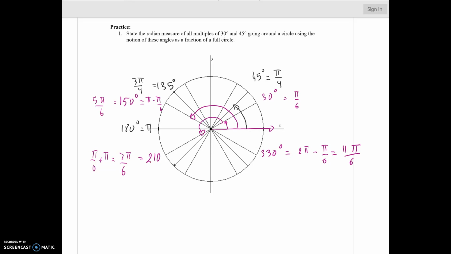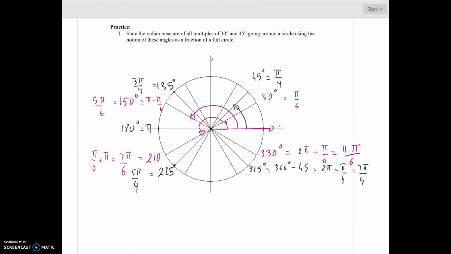Then if I go down right here, I will be at 225, which is 45 degrees plus 180 degrees, which means pi plus pi over 4, and that equals 5 pi over 4. Then obviously the last one, 315 degrees, which is 360 minus 45, which is basically 2 pi minus pi over 4, and we end up with 7 pi over 4.